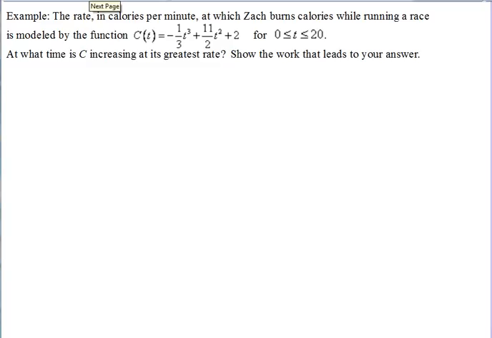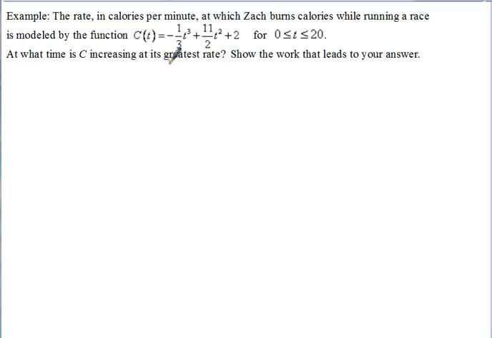Let's take a look at one more that's a little bit different. It says the rate in calories per minute with which Zach burns calories while running a race is modeled by this function c of t, where t is between 0 and 20. At what time is c increasing at its greatest rate? Show the work that leads to your answer. So this one's a little different. Let's translate this.